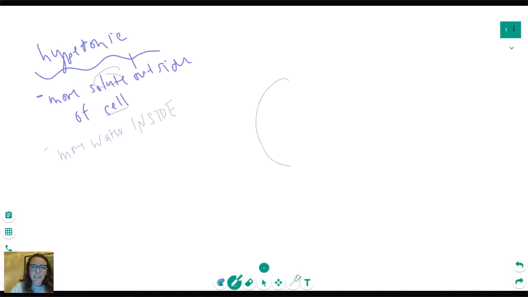So let's say this is our cell, and these purple guys are our solute. Looking over on the left, this is saying we have more solute outside of the cell. Let's say the inside of our cell is 15% solute, and the outside of our cell is 75%. That's a crazy big number, but that's okay, we'll use it. 75% solute. So we have a lot more solute outside than inside.